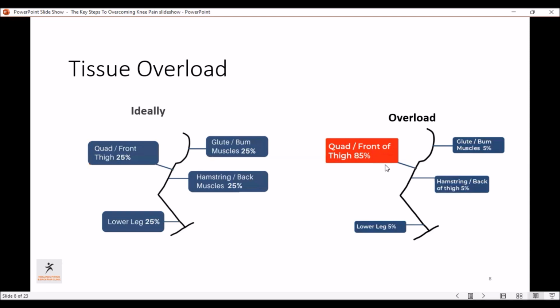Now, these are just rough guidelines to give you an idea of what I'm talking about. But if your quad muscles are doing 85% every time you're running, going down the stairs, or getting up out of a chair, they're going to get overloaded. They're going to get grumpy. They're going to send messages up to your brain saying, look, I'm doing an awful lot of work here, can you help me out? And your brain responds with a protective response of either tightening up the area further or giving you a sensation of pain. So that is when the tissue becomes overloaded.